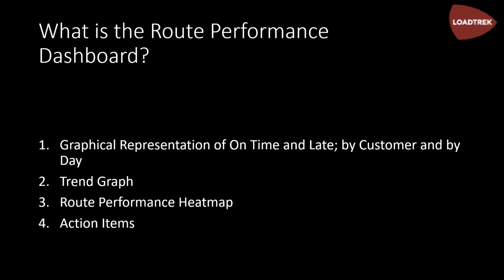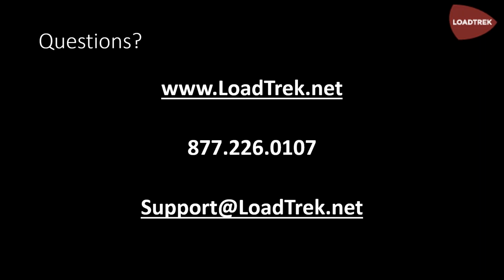There are 4 different areas in the route performance dashboard: the graphical representation of on time and late by customer and by day, the trend graph that shows whether we're improving or declining, the route performance heat map, which gives you that colorful graphical representation by day and by customer, where our problem areas and our good areas are, and then any action items.